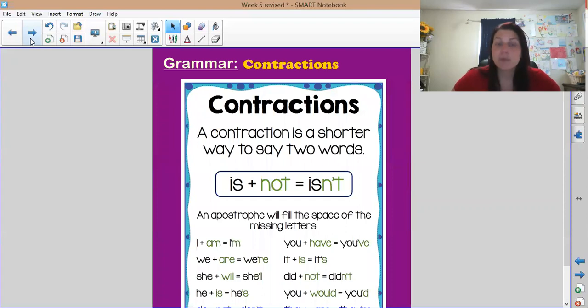Okay, so today we are going to focus on contractions. And contractions are when we put two words together. We join them with an apostrophe.